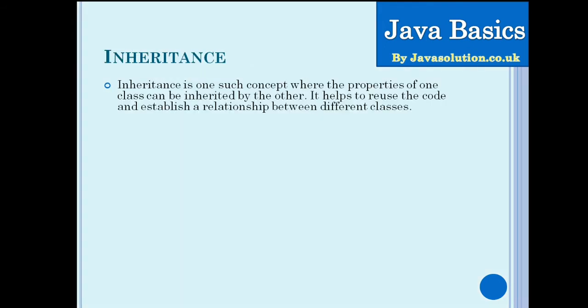So what is inheritance? Inheritance is one such concept where the properties of one class can be inherited by the other. It helps to reuse the code and establish the relationship between different classes. So the main focus is on reusing the code.